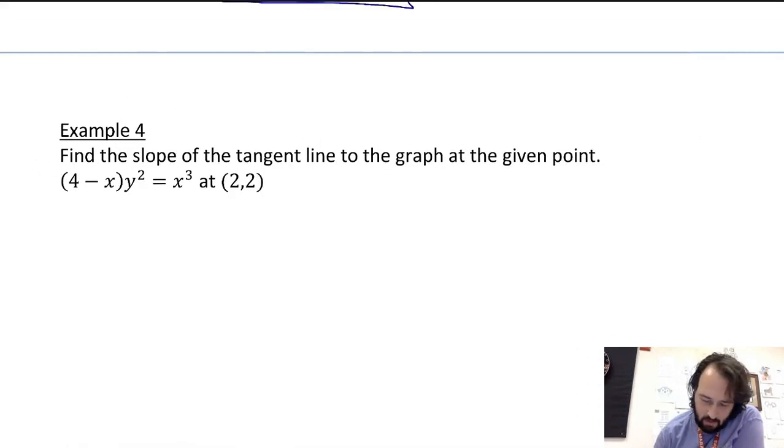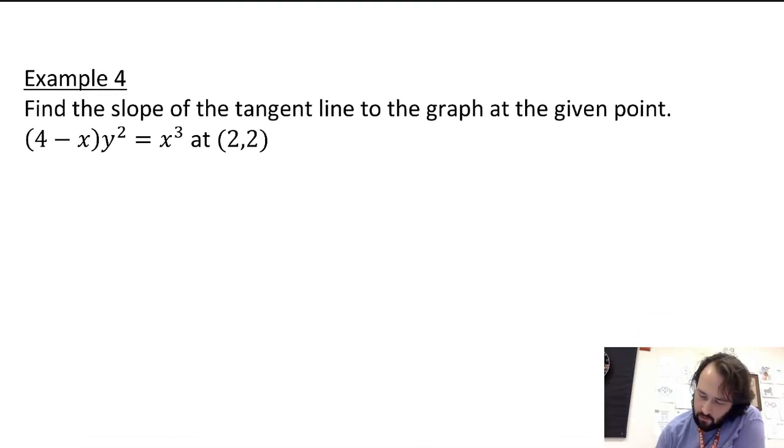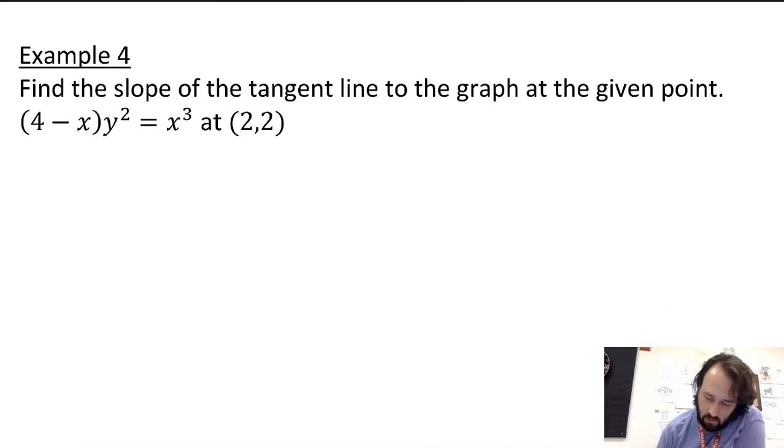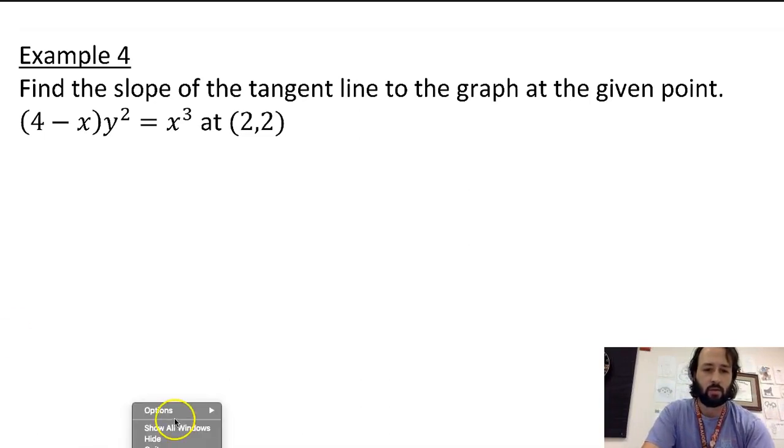Okay, so now here, we're not dealing with a function, but I can still find the slope of the tangent line. This graph, let me pull up Desmos real quick, and I'll show you what it looks like.